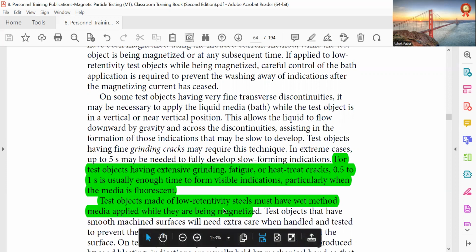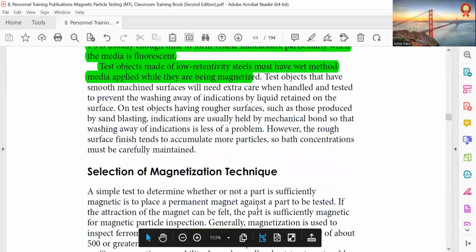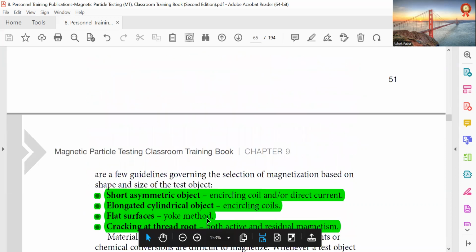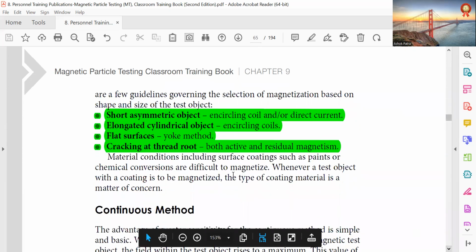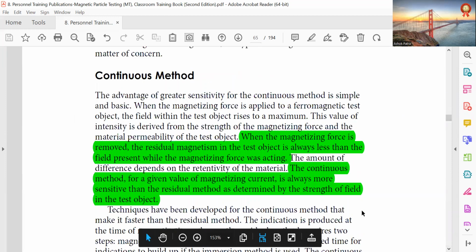Test objects made of low retentivity steels may have wet method media applied while they are being magnetized, while magnetic current is running. That is the continuous method. Short asymmetric object, encircling coil and direct current; elongated cylindrical object, encircling coils; flat surface, yoke method, prod method; cracking at thread root, both active and residual magnetism.